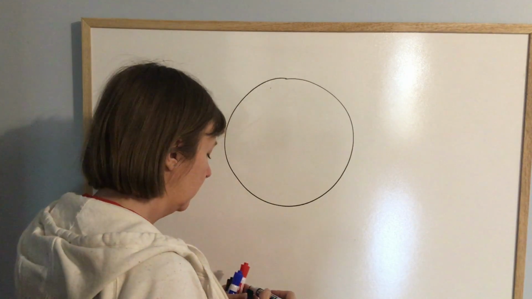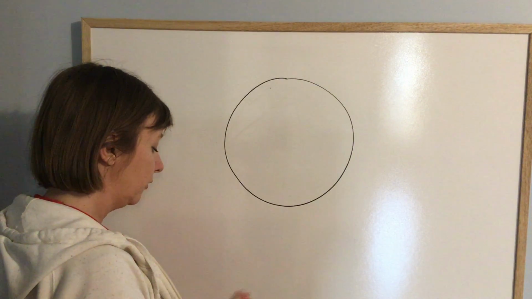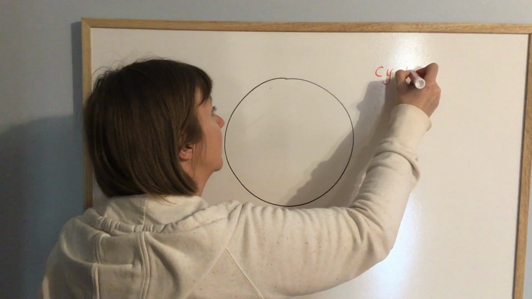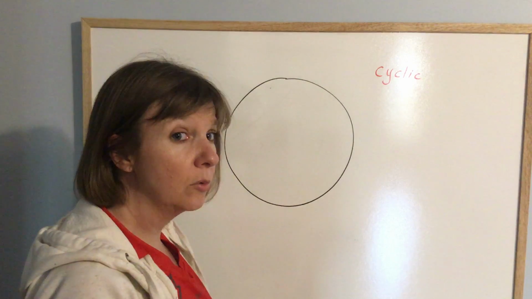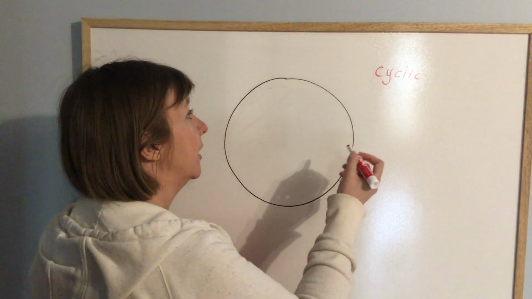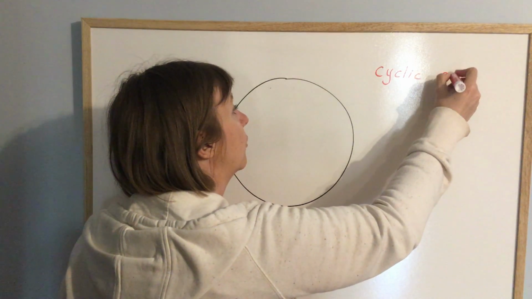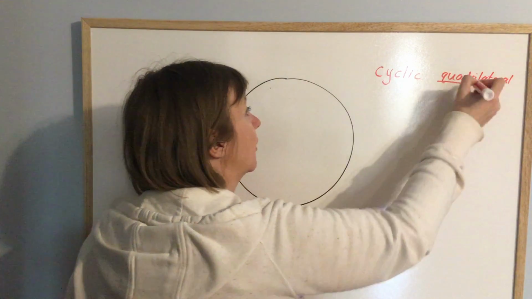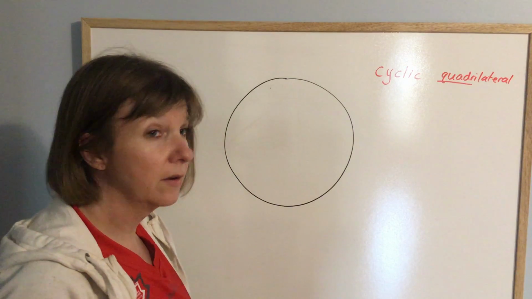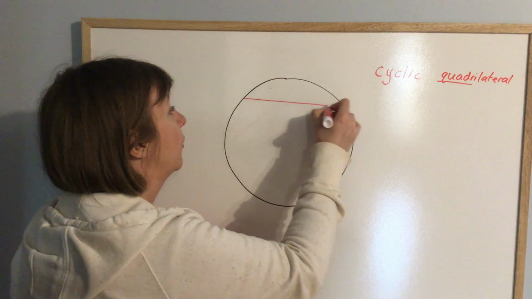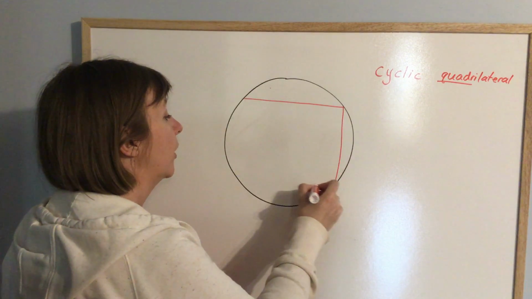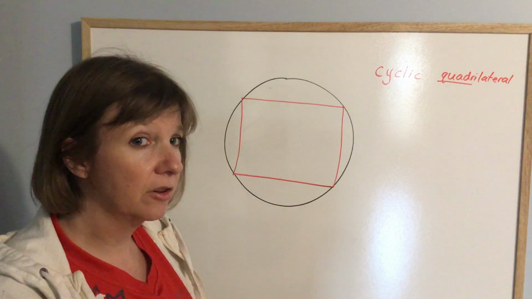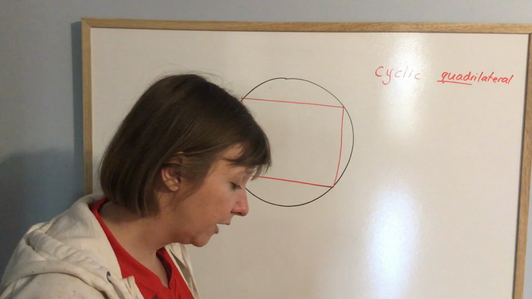What we mean by cyclic quadrilaterals is the word cyclic is related to circle or cycle. And so it means in a circle, and quadrilateral has that quad in there, meaning four-sided. So a cyclic quadrilateral is a four-sided object where all the corners are on the edge of the circle. They're touching the circle. That is a cyclic quadrilateral.